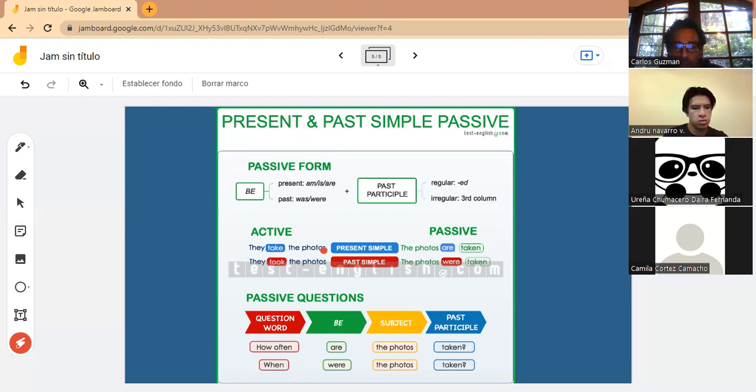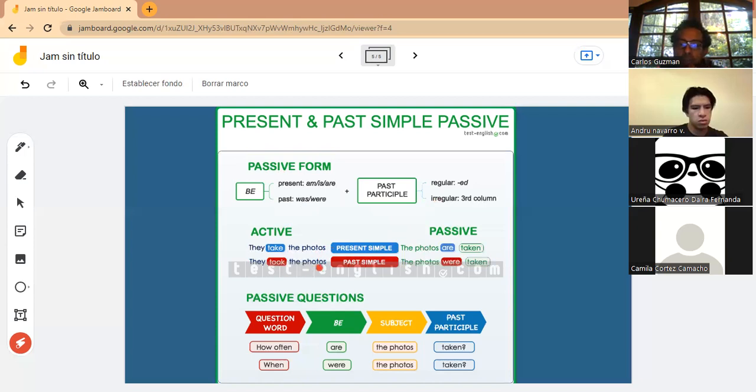They take the photos. That's active voice because they are the subject and they are doing the action. They're taking the photos, right? This is using the present simple. They take the photos. In the passive voice, the photos are taken, right? By them, podemos colocar, right? The photos are taken. So the verb here, si se acuerdan, con el past participle of the verb, right? En el passive form.